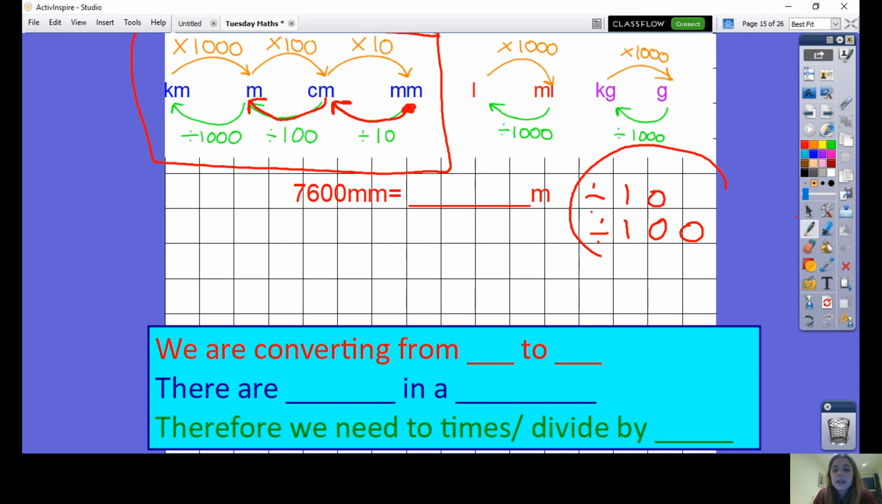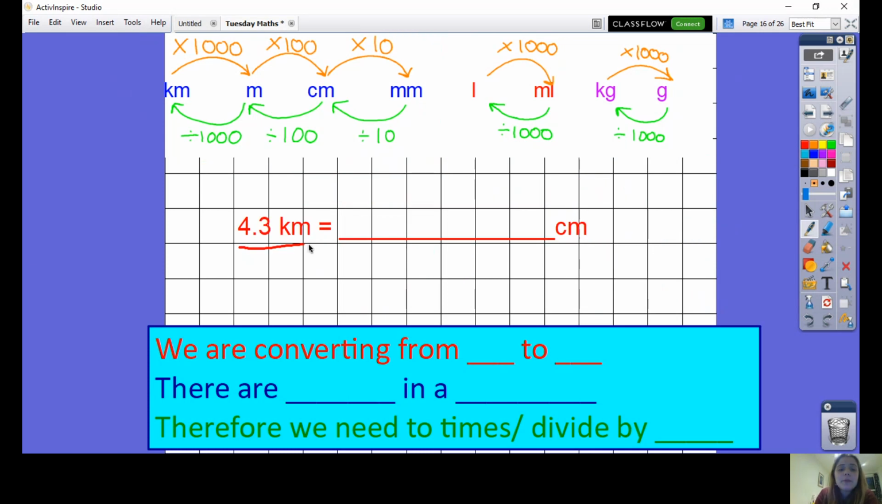If I divide something by 10 and then I divide it by 100, that's the same as dividing it by 1,000. So if I'm going 2 jumps across, I just need to work out what the total change is. From millimetres to metres, I divide by 10, then by 100, so I'm dividing by 1,000. 7,600 divided by 1,000. Down, 1, 2, 3, 7 goes here, 6 here, that's 7.6 metres.